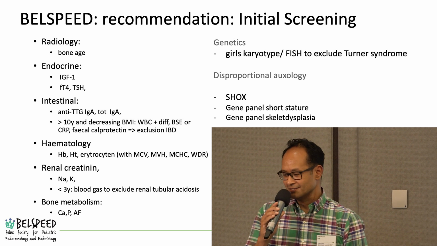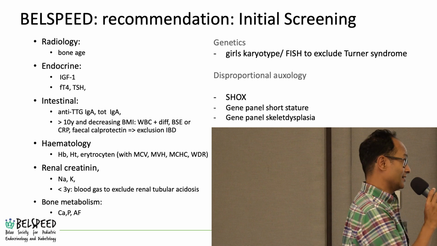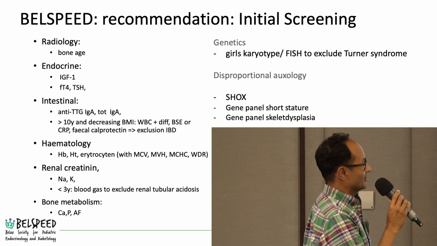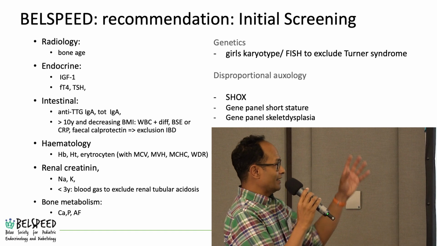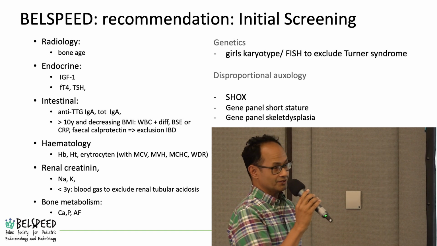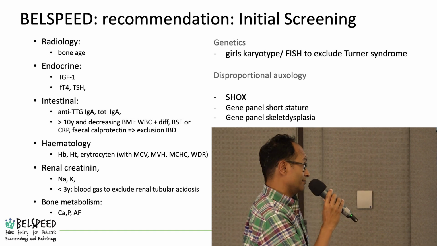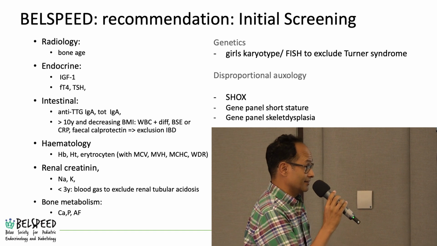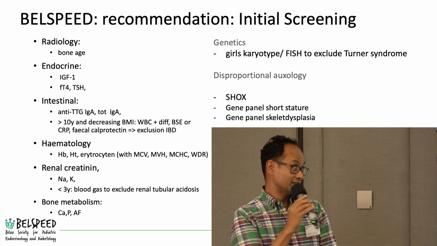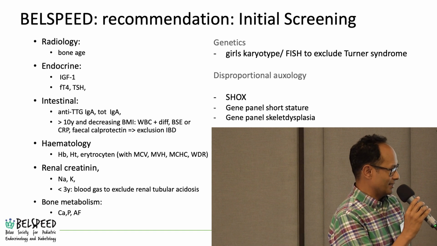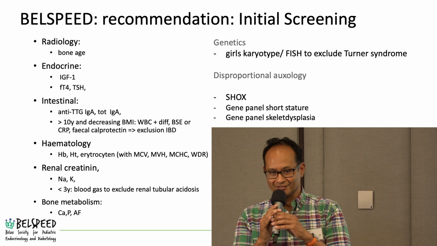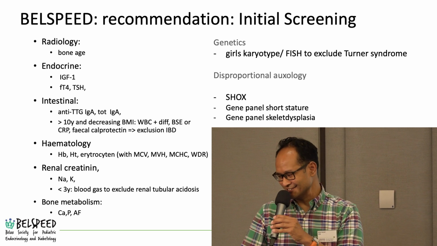And it's always important to look at the genetics also. In girls, we recommend to do a karyotype to exclude Turner syndrome. And when you have a disproportional etiology, you can either do a SHOX sequence, a gene panel for short stature, or a gene panel for skeletal dysplasia. But I would recommend that only to specialized centers.